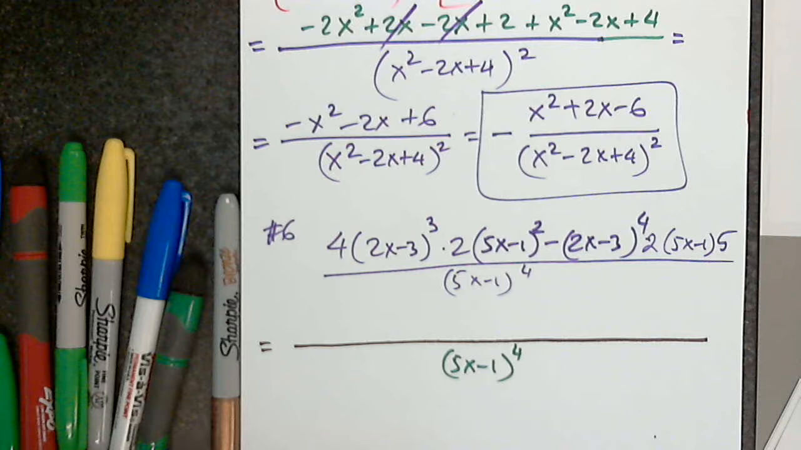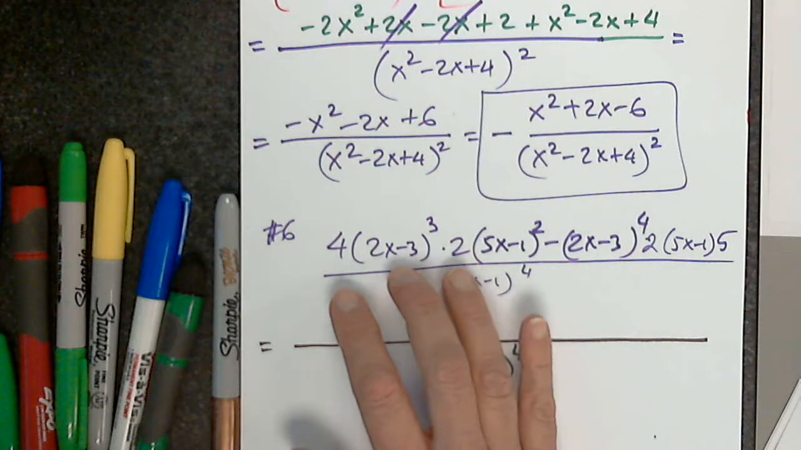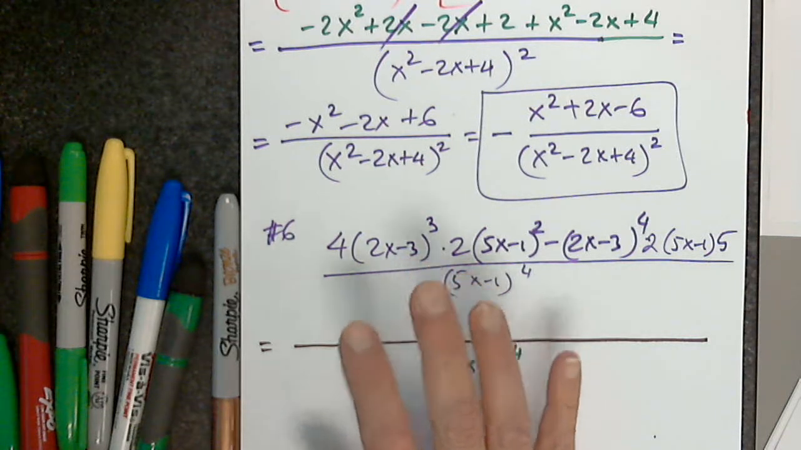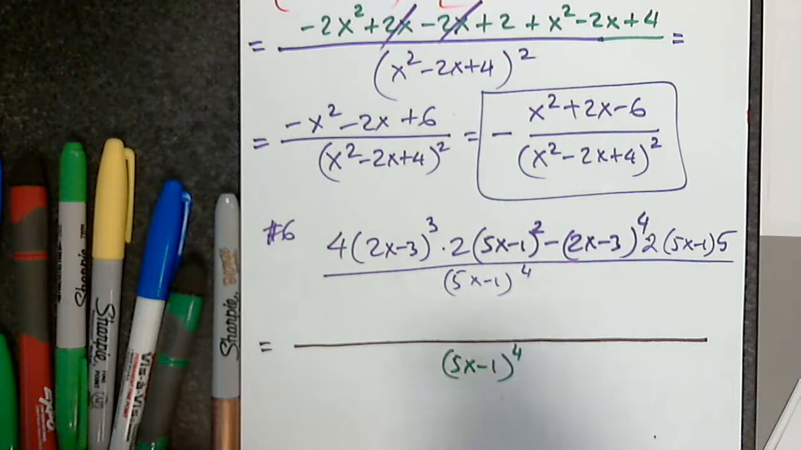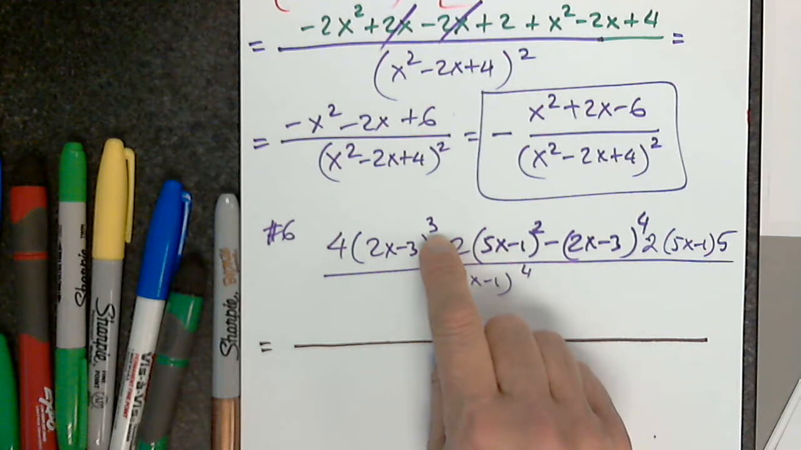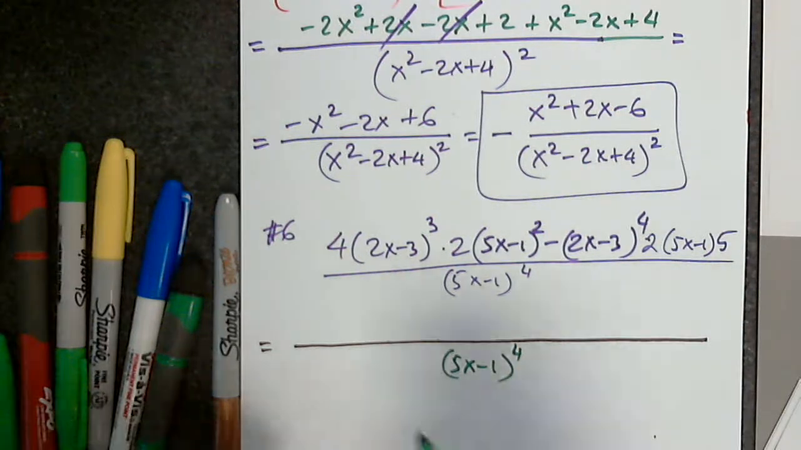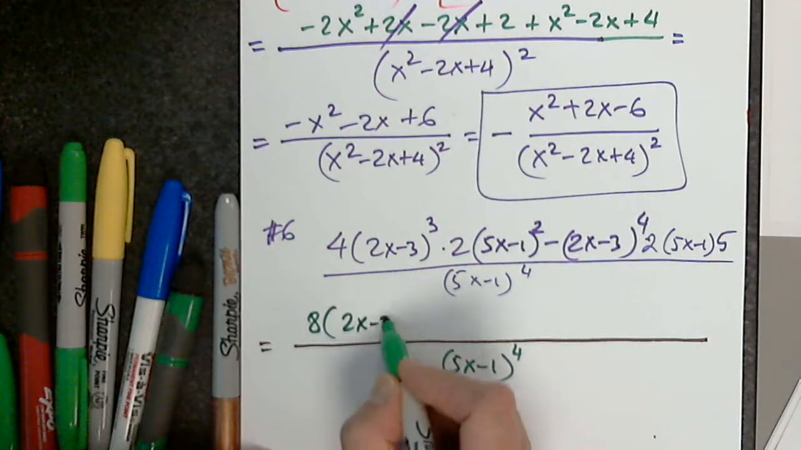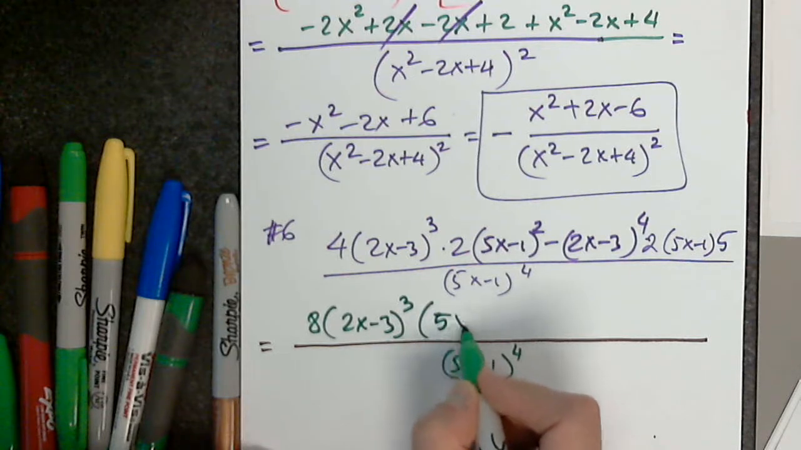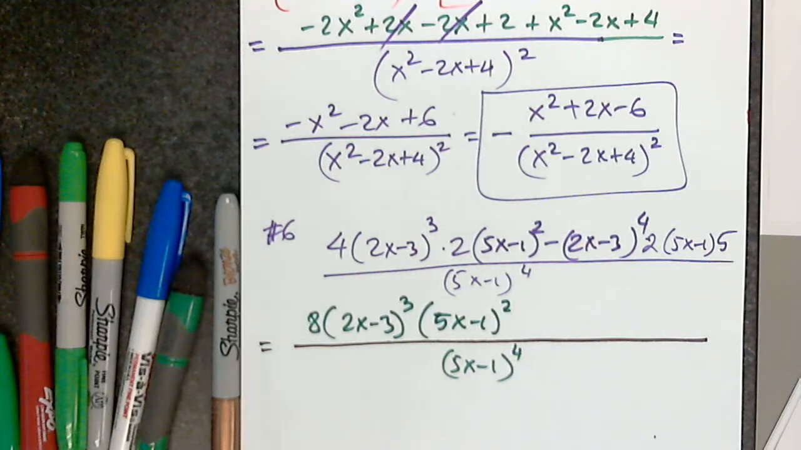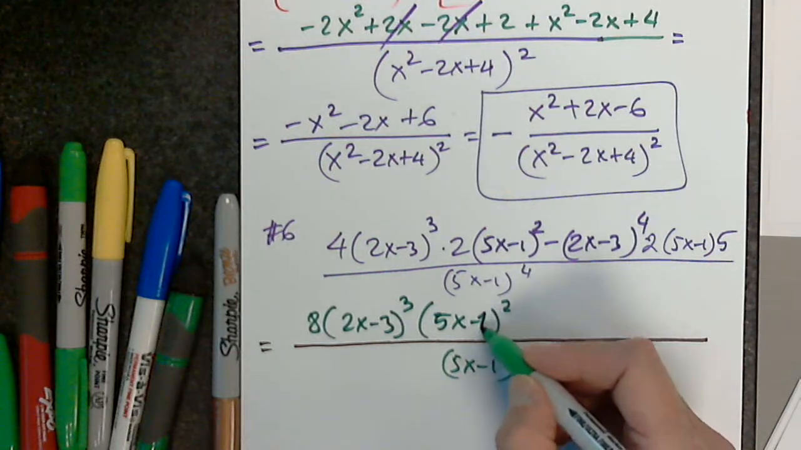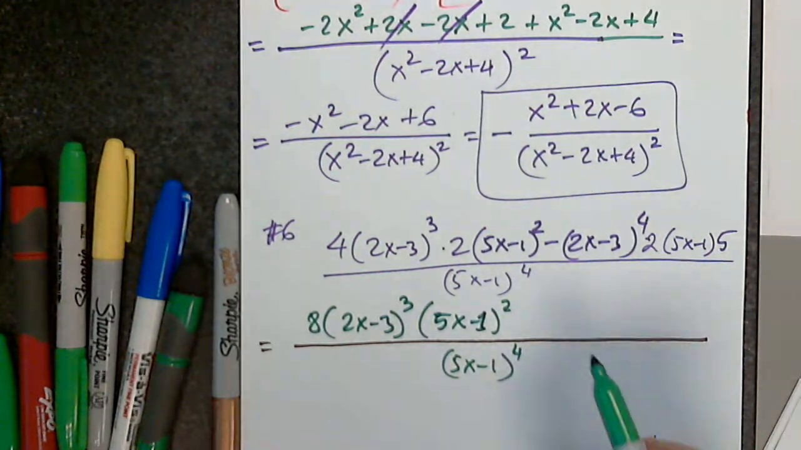You said you can multiply the 4 times inside. No, not inside, because I have to raise to the power first. Multiply the 4 and 2. Exactly. That's it. That's all I can do. It's 8, 2x minus 3 cubed, and 5x minus 1 squared. There is nothing else. That's the most I can do with this first term.